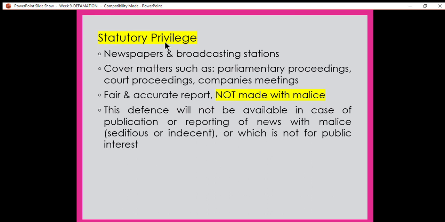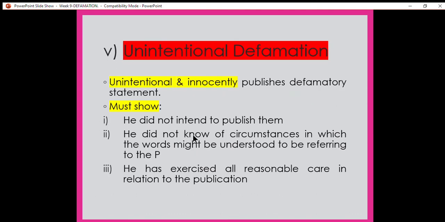The next one is statutory privilege. This defense is only given to newspapers and broadcasting stations, and it will cover such matters as parliamentary proceedings, court proceedings, company meetings, etc. It includes fair and accurate reports, and it must be made without malice. This defense will not be available in a case of publication or reporting of news with malice. For example, if it contains seditious or indecent news or which is not for public interest, then it will not be regarded as the defense of statutory privilege.